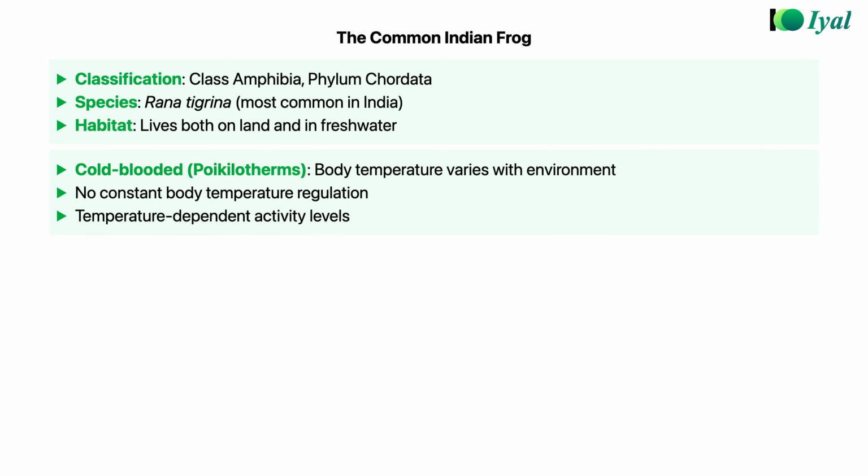Here's something fundamental about frogs. They're cold-blooded animals, or, as scientists say, poikilotherms. This means they can't control their body temperature like we do. Instead, their body temperature changes with their surroundings. When it's cold outside, they're cold. When it's warm, they warm up. This really affects how active they can be at different times.